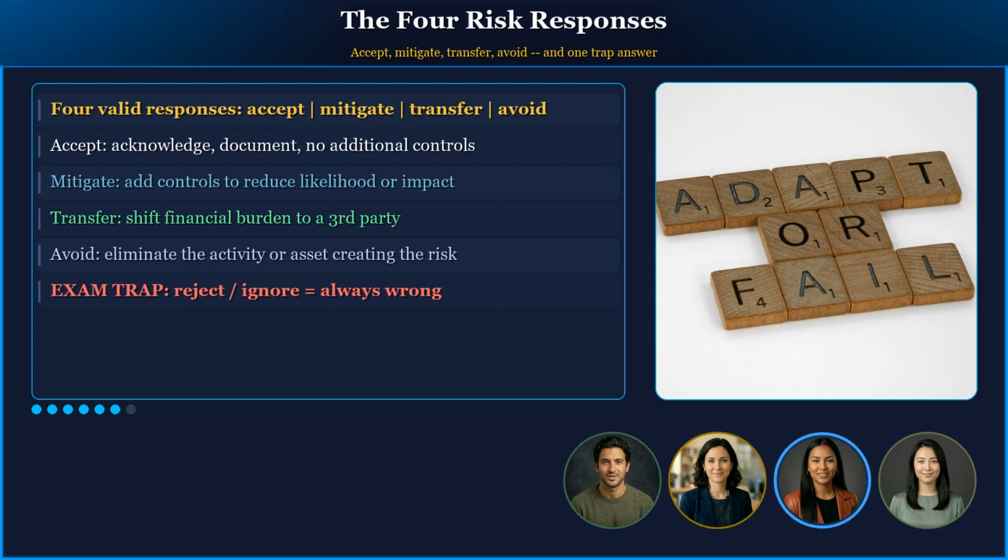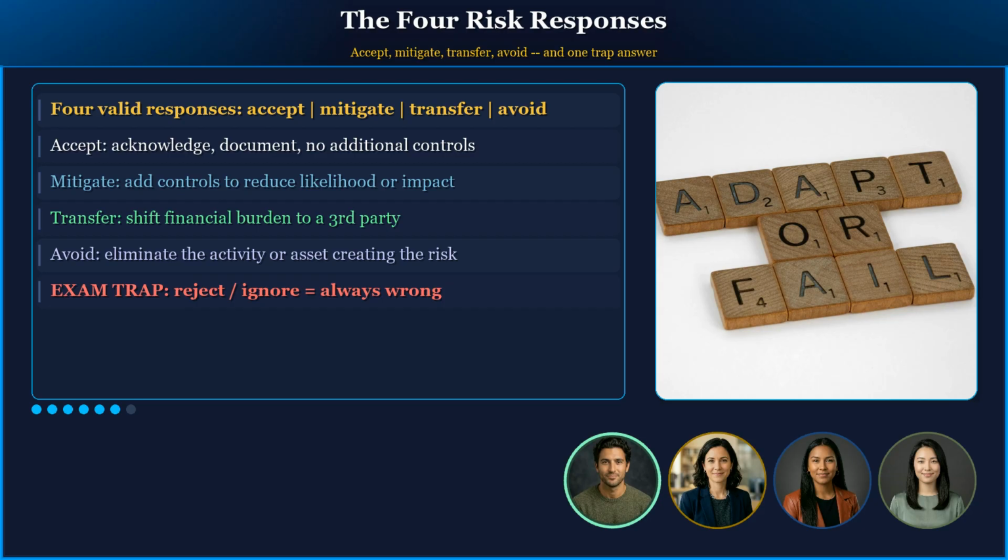Acceptance is the formal, documented decision. Ignoring risk is negligence, and when the exam shows you reject or ignore as an answer choice, it is always wrong. This trips candidates with real-world experience because they have seen managers wave off risks informally.